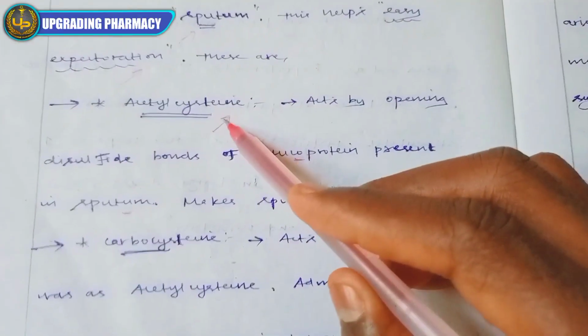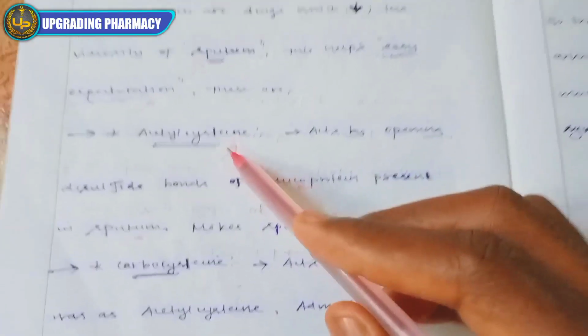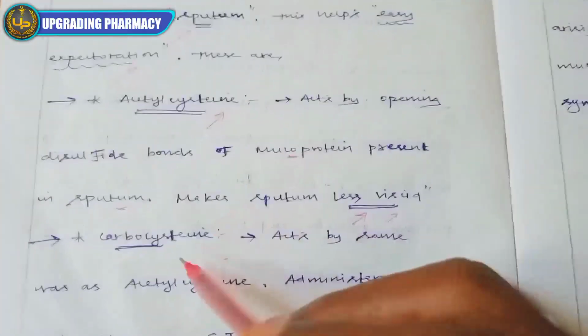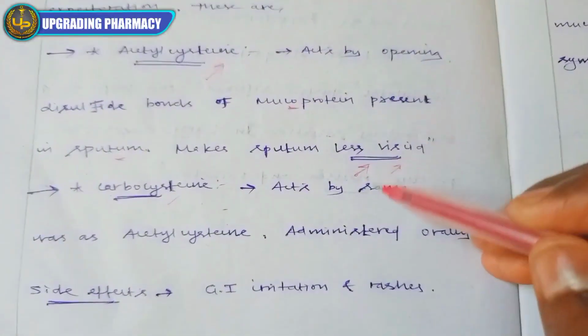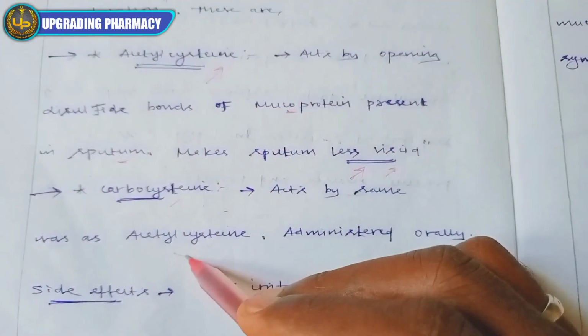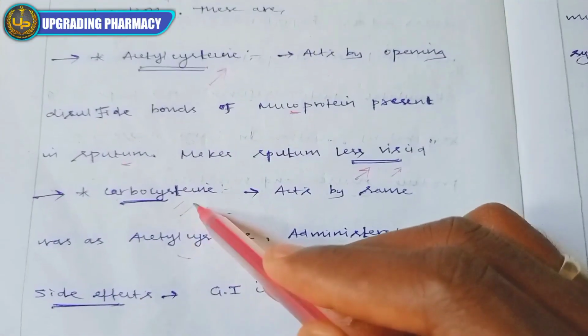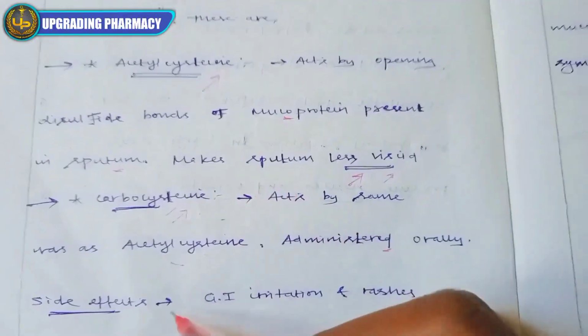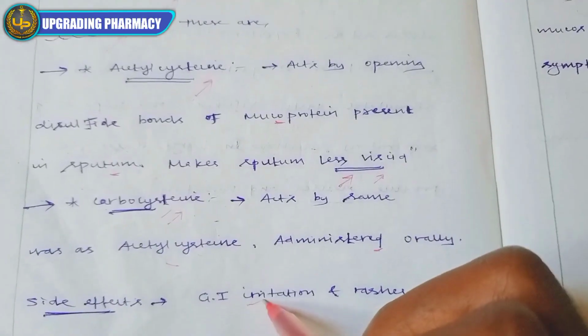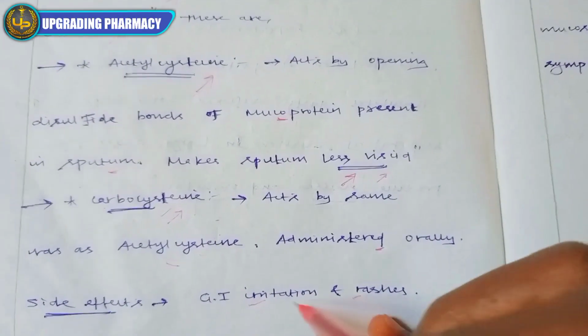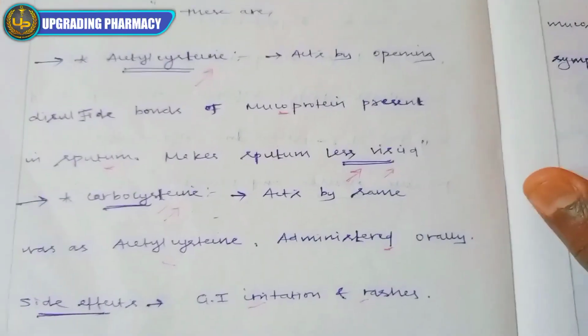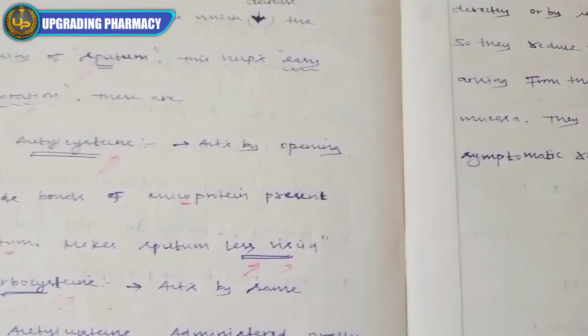So that is acetylcysteine, one of the drugs among the mucolytic agents, and carbocysteine. This acts in the same way as acetylcysteine and is administered orally. Both acetylcysteine and carbocysteine are mucolytic agents. Side effects are gastric irritation and rashes. These are some side effects of acetylcysteine and carbocysteine, the mucolytic agents.